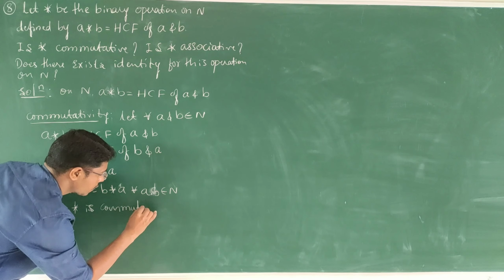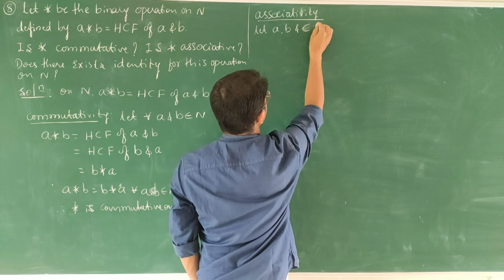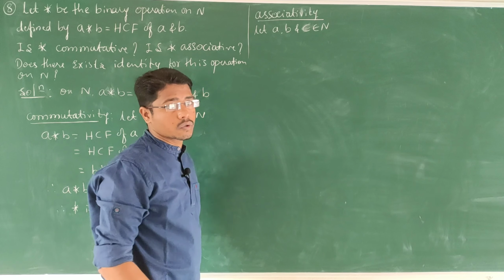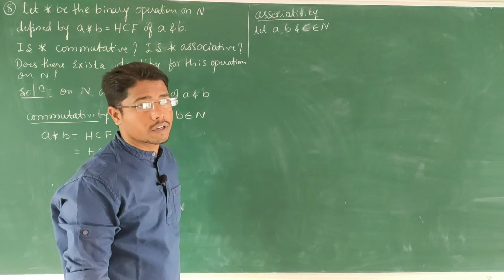Associativity. Next, let A, B and C belong to the set of natural numbers. To show associativity, at least 3 elements are needed. So let us consider A, B and C belonging to the set of natural numbers. Now (A star B) star C: let us solve the first bracket first. HCF of A and B, star C, right? This is equal to the HCF of A, B and C.